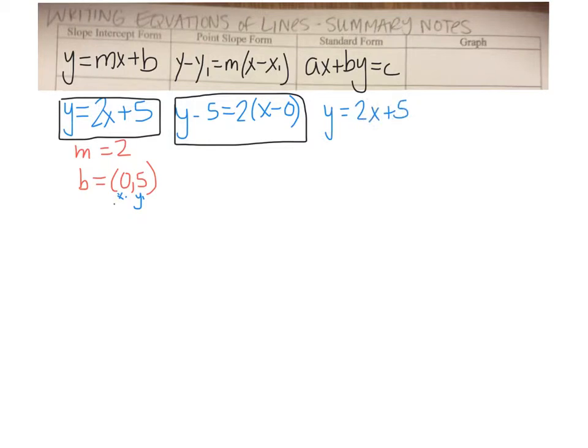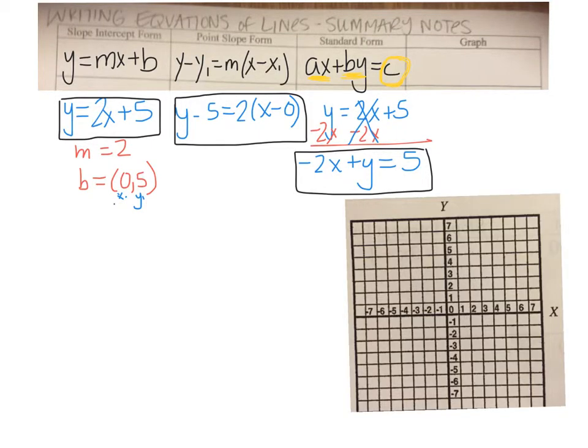Now what you should notice is that the ax and the by are both on the left-hand side and the constant is on the right. Now when I look at slope-intercept form, this is almost standard form, except the 2x is on the wrong side. So if I subtract 2x from both sides, I end up getting -2x + y equals 2x minus 2x is 0, 5. And there is my standard form.